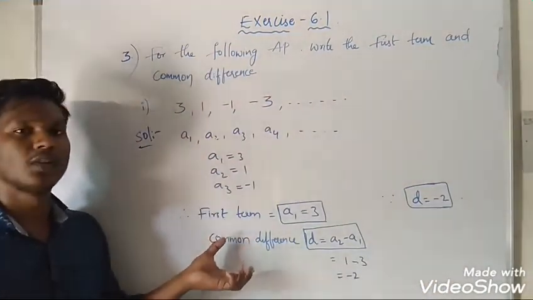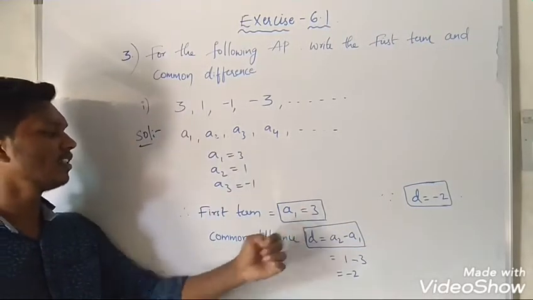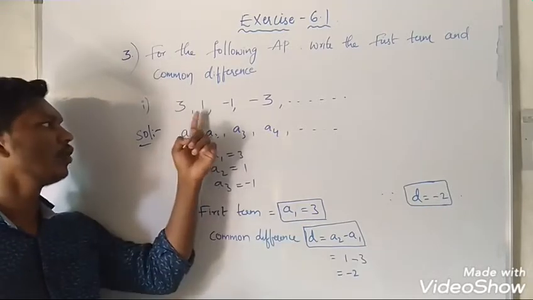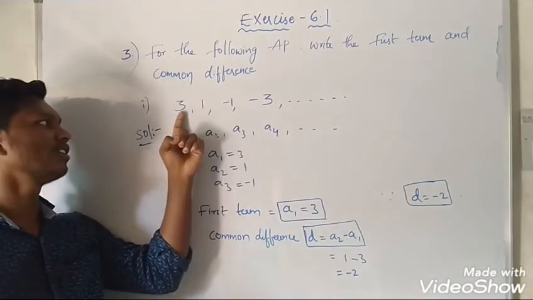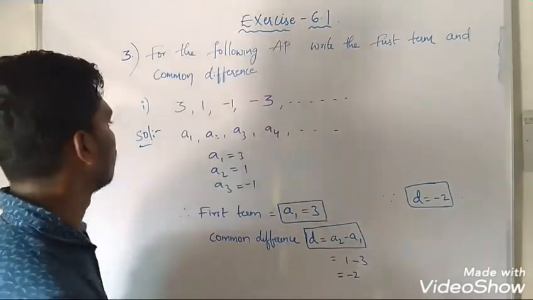In this way we find the first term and the common difference. The first term is 3, so write as it is. The common difference means A2 minus A1. A2 is 1, A1 is 3. So 1 minus 3 you will get minus 2. So the common difference is minus 2.